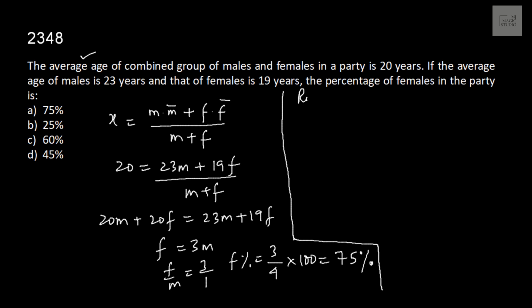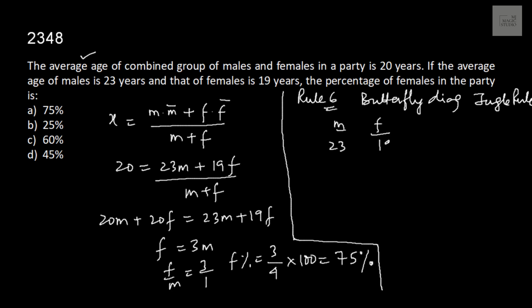Yes, we have our rule 6, the alligation rule butterfly diagram, which is very popular from our alligation rule book. And yes, we use the cross diagram, the butterfly diagram. So we have male, female. Average of male is 23, female is 19, and the overall average will feature in the middle. Now the distance between 23 and 20 is 3. Distance between 19 and 20 is 1. That means male and female ratio is 1:3. That is exactly what we have found.